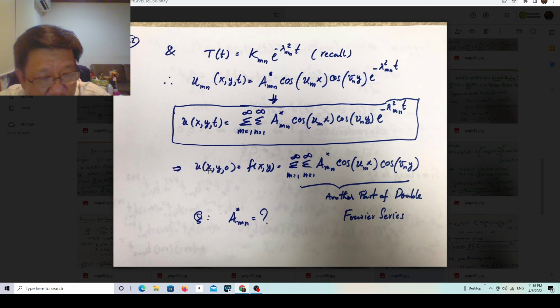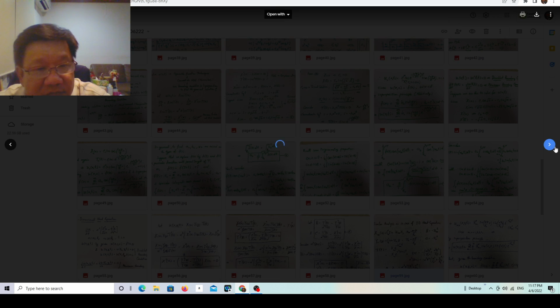Therefore, the u function evaluated at x, y, t equal to 0 becomes f of x, y, and certainly with the superposition principle, this becomes the summation form, m equal to 1 to infinity and n equal to 1 to infinity, of some constant value times the cos term. And this is another part of the double Fourier series, and the key question is A star mn. What is A star mn for a given f of x, y?